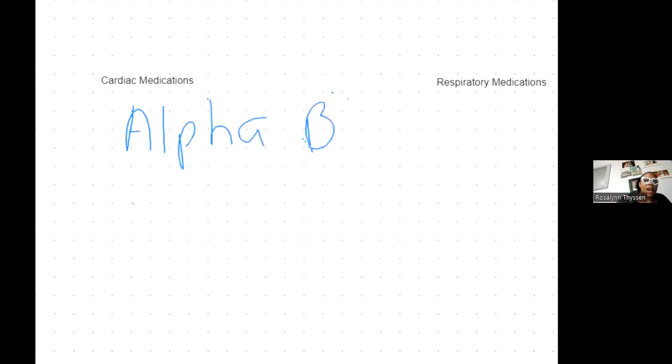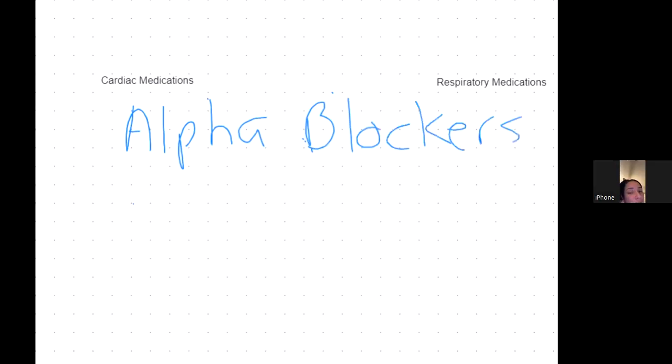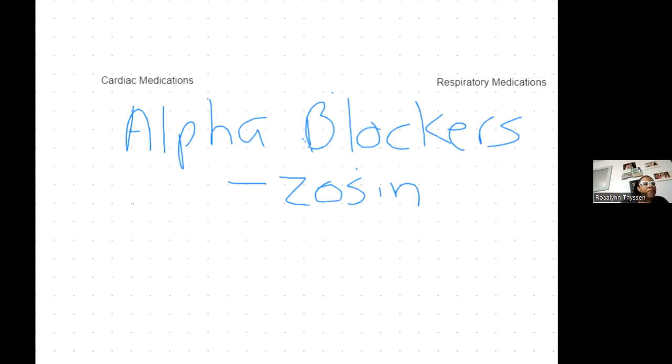All right, so let's talk about, not ACE inhibitors, let's talk about alpha blockers. First of all, with alpha blockers, what is the suffix? Zosin. So these are our zosin drugs, like terazosin. Again, how do alpha blockers work? What's the therapeutic effect that it has?